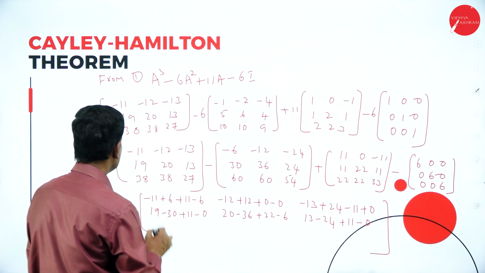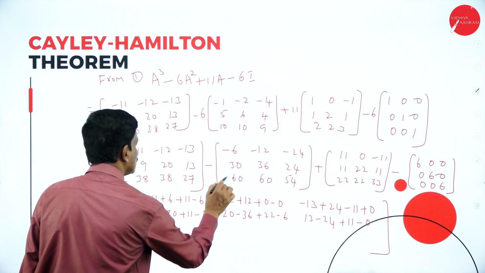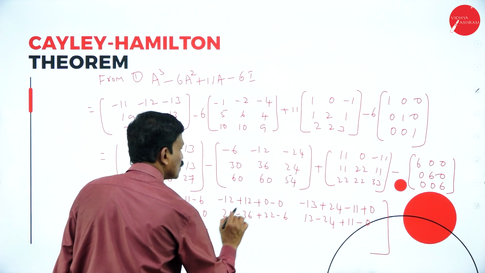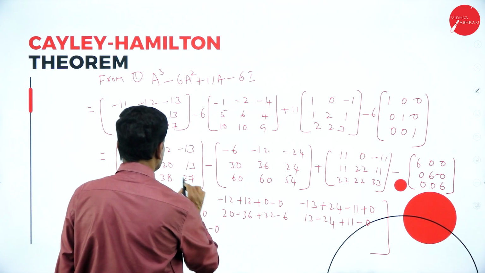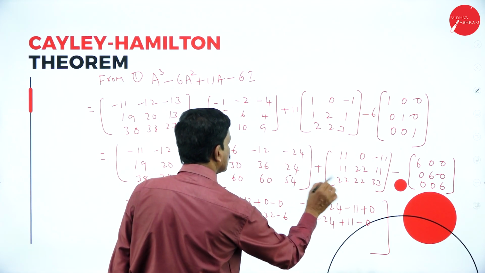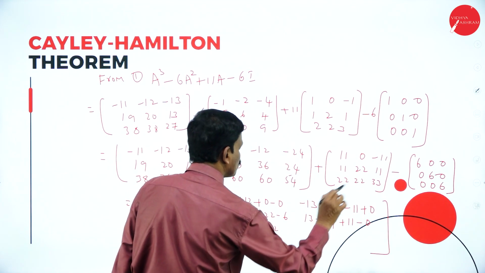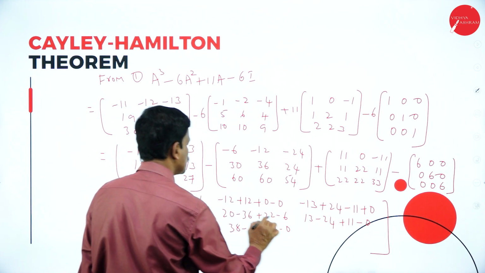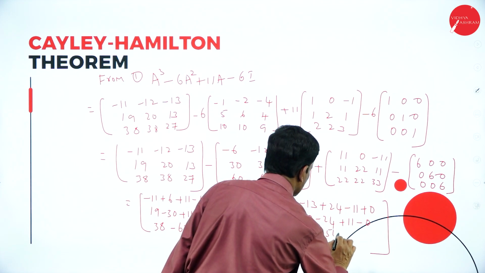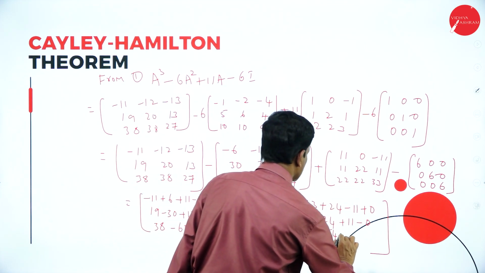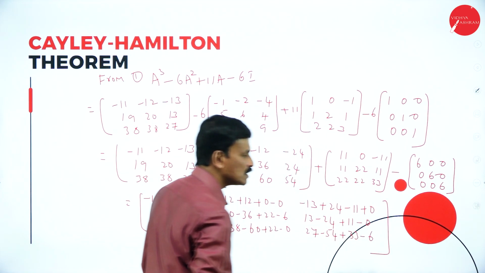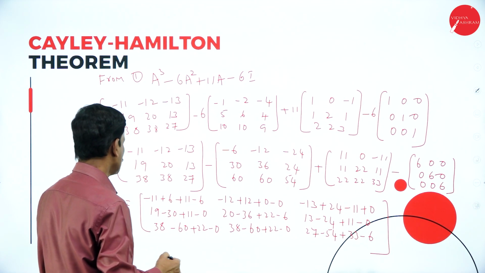And the last row: 38, 38 minus 60 plus 22 and minus 0. 38 again, 38 minus 60, plus 22 and minus 0. Last element, 27, 27 minus 54, then plus 33 and minus 6. So if you simplify this, what is the answer you are going to get?